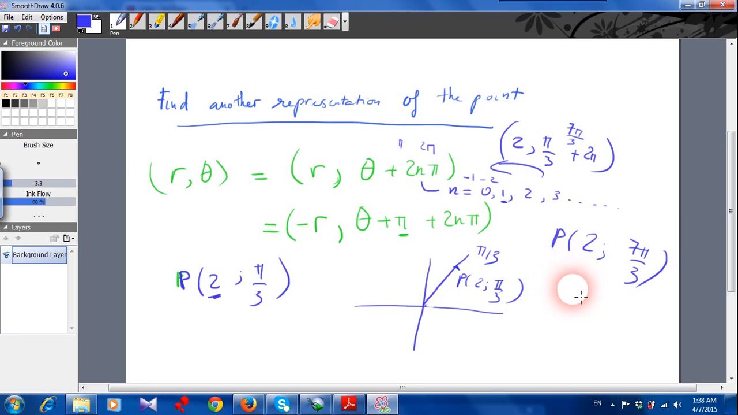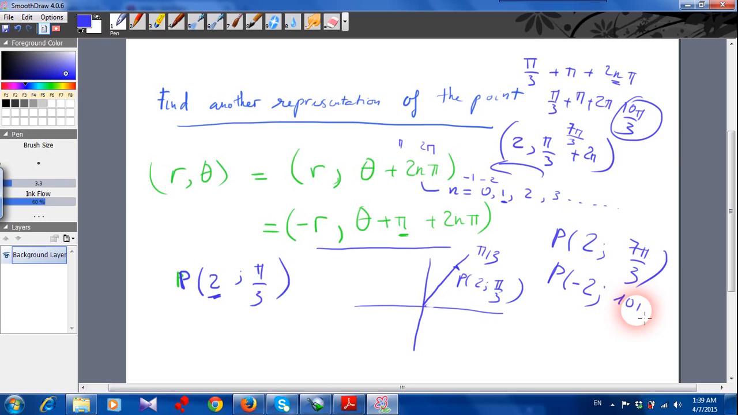But if the question asks for r negative, we use this formula. So we need P with negative r. So theta will be pi over 3 plus pi plus 2 pi n. And n is 1, we have 2 pi plus pi over 3 plus pi, and it will be (-2, 10 pi over 3). So it's very fast. We do it quickly with this formula.